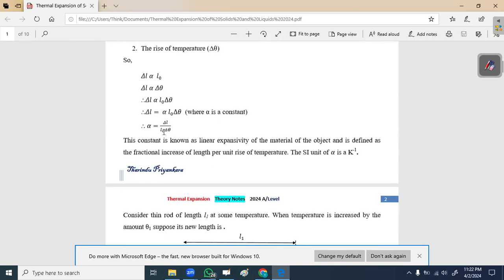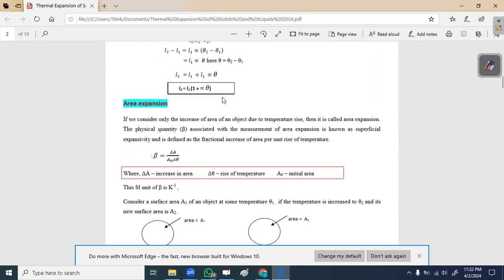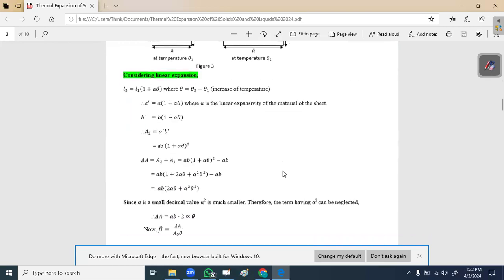Otherwise you won't be able to understand how this alpha and how this relationship, how this equation comes. So now once you understand, you may try to read this thing completely and come, because don't skip any work, because you are just about to do A level within 8 months.